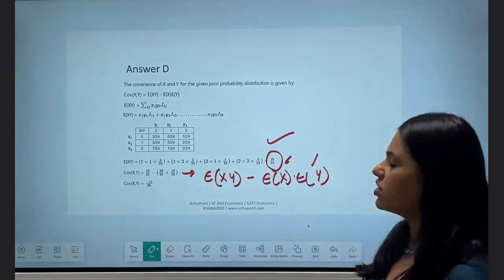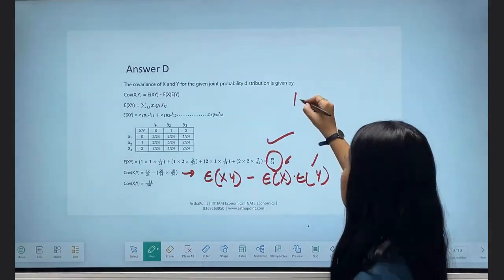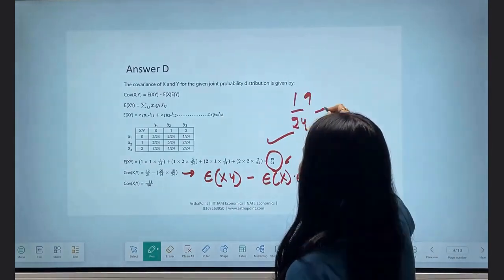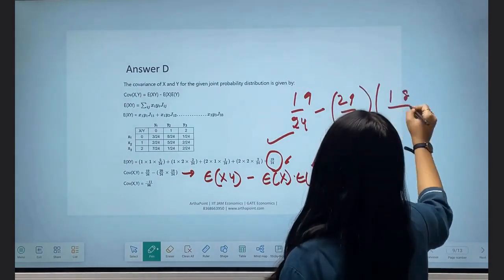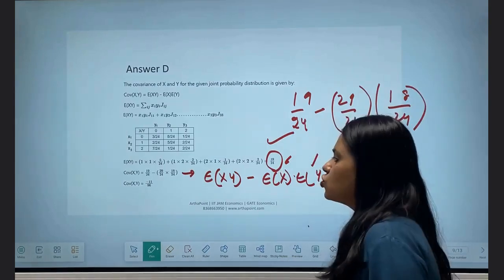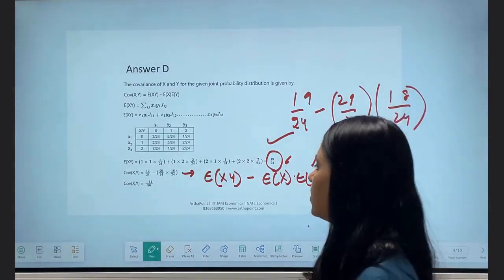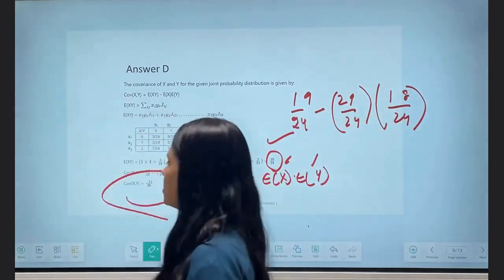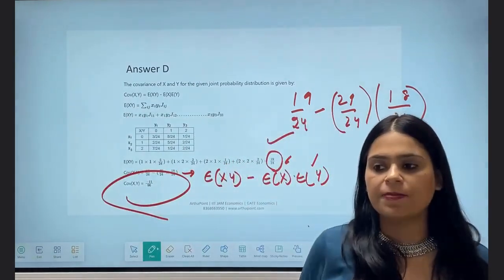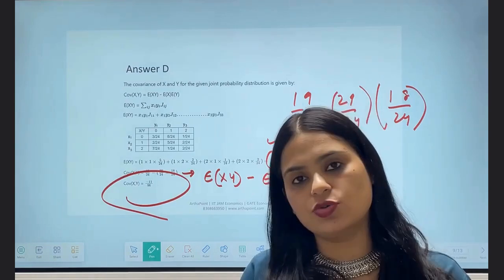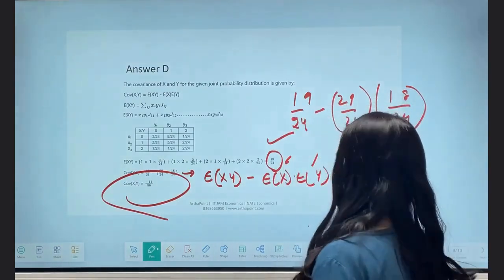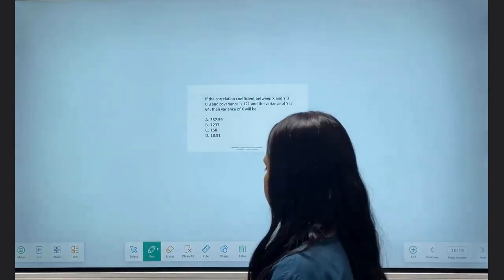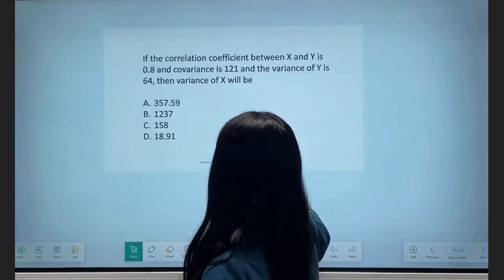And these two values are given to you. So 19 by 24 minus 29 by 24 into 18 by 24. So when you will solve this, you will get the answer as minus 11 by 96. And that's the answer to this question. Minus 11 by 96. I hope everyone is clear with the concept. Okay, beta. Look into the next question.